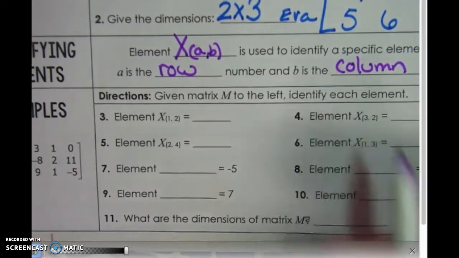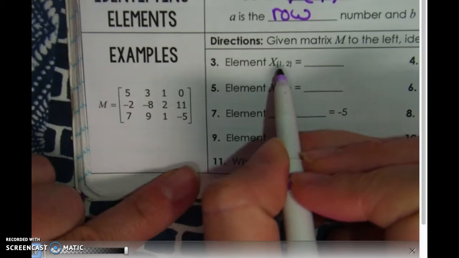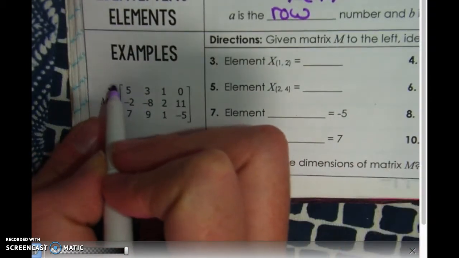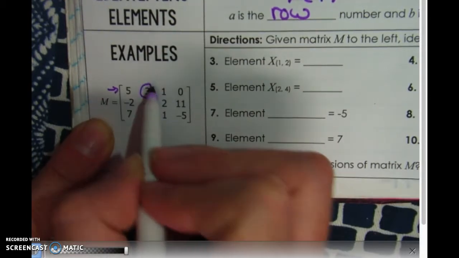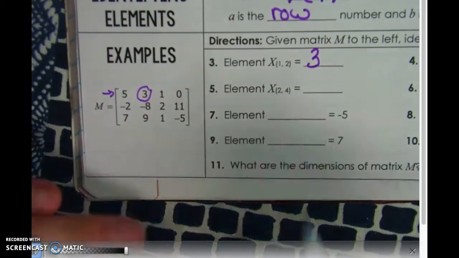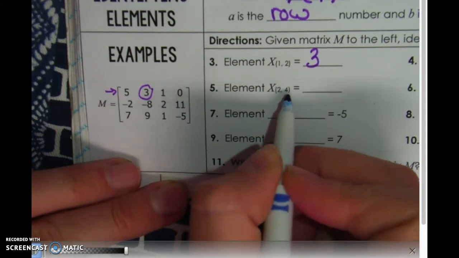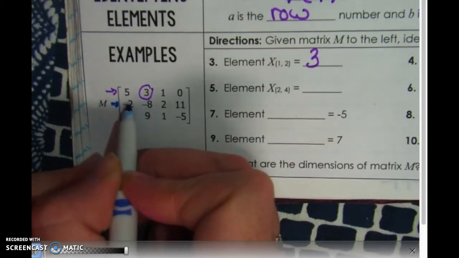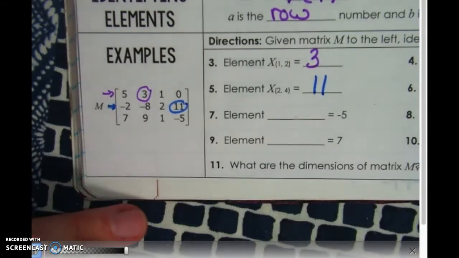Okay, so here remember row, column. So for this one we're going to do row 1, column 2. So row 1, column 2 is going to be 3. Okay. The next one tells us to do row 2, column 4. So I'm going to go to row 2 and count over 1, 2, 3, 4, and I get 11.